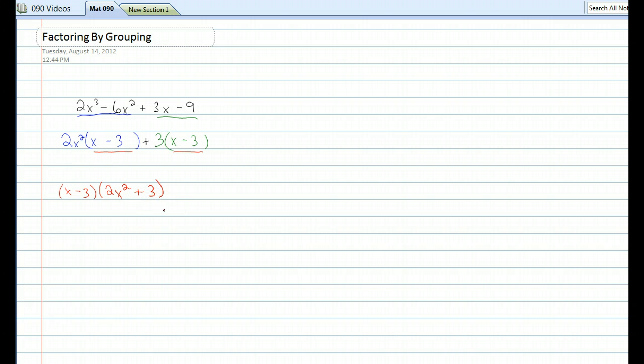I know it looks a little bit magical, but that is factoring by grouping. That is the answer. You can verify that if you multiply the thing in the box back out. If you FOIL it back out, you should get just what we started with. Let's try one more.